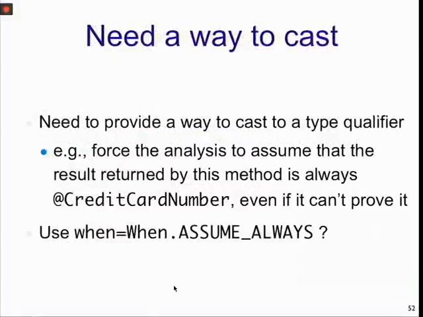Do we need a way to cast? How do we force the analysis to assume that the result returned by a method is a credit card number, even if it can't prove it, perhaps because we've done some sort of validation? One way to do it is to have another when value called assume always, which says, I don't care how you put stuff into it. So if you had a method whose return value was annotated credit card, assume always, then anybody who invokes that method would assume that the result is always a credit card number. But within the method, you could return anything you want because you said assume.